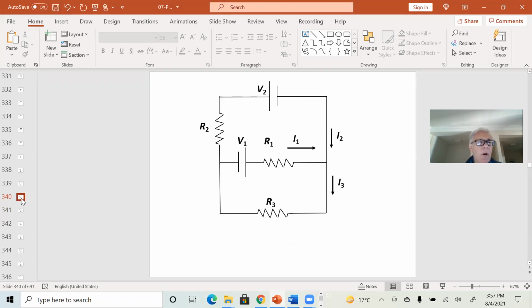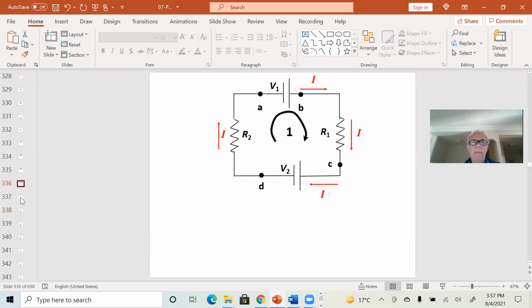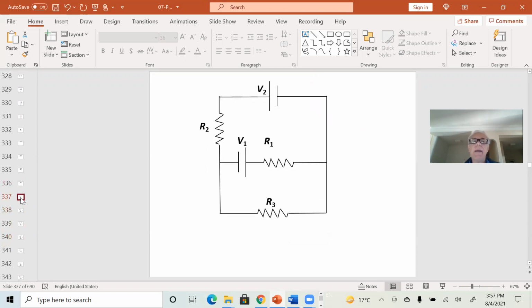I don't need that anymore. Let's go through that so you can revise what we did, right? Here's the circuit. Find the current. You know R1, R2, R3. You know V1, V2. Find the current.